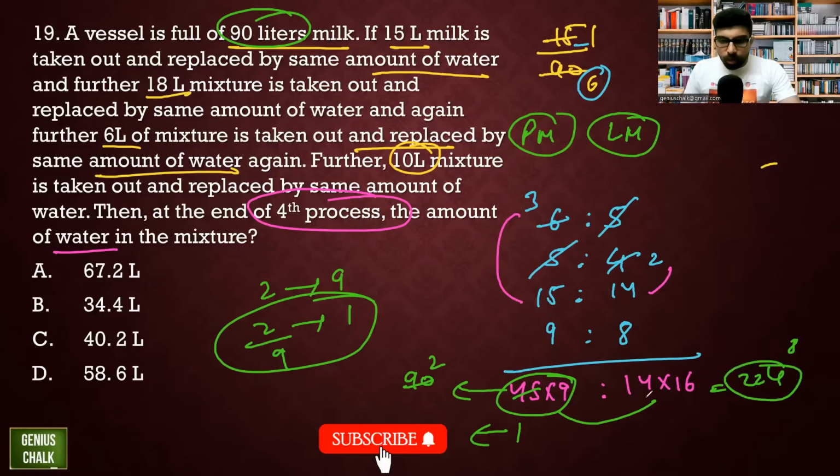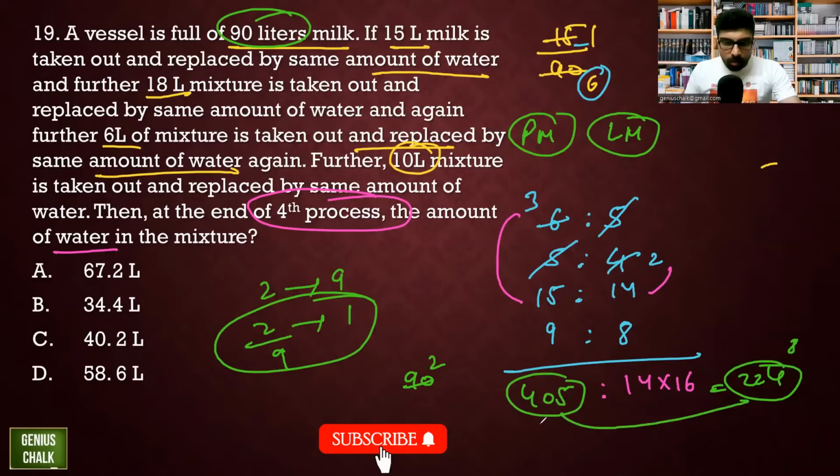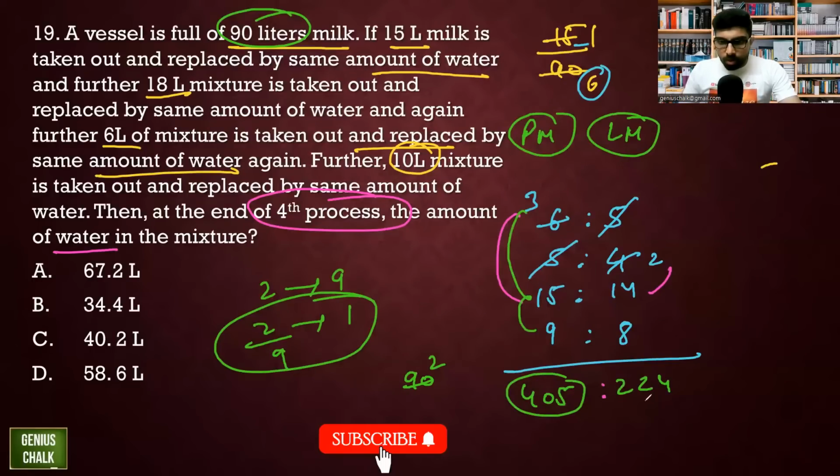So this was 224. Now, what was this? 45 into 9, it was 405, right? So I can say that this quantity was 405. It has come down to 224. What is the difference? It has come down to 224. So this is 224. 224, I just multiplied all. So this is the amount of water. 5 minus 4, 1. 10 minus 2, 8. And this is 2. So one value was 2 by 9.